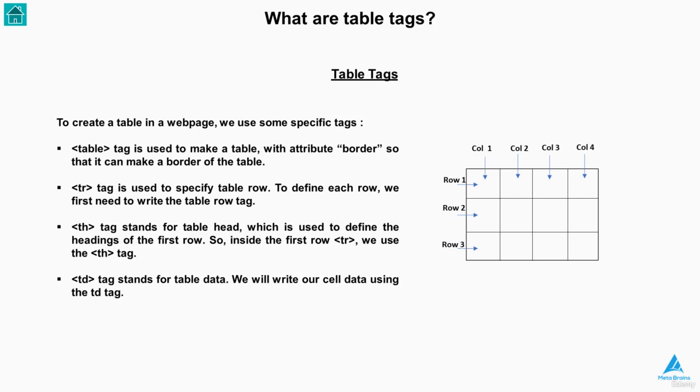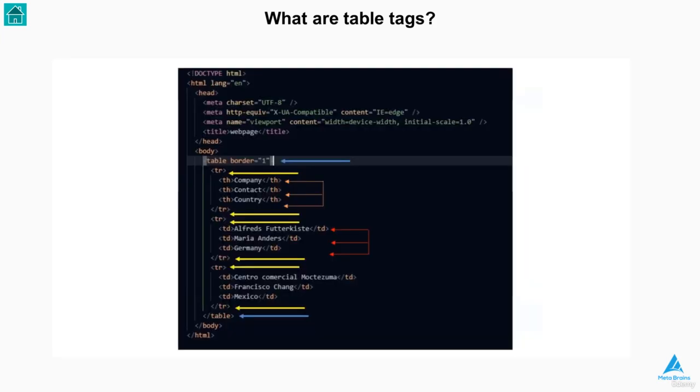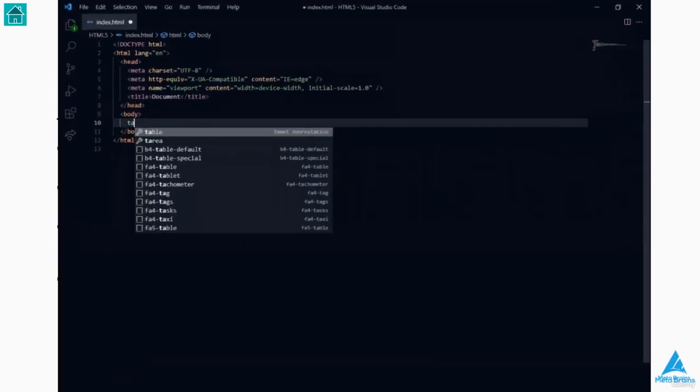Now in this picture you can see how I have used these tags depending on the number of rows and columns required. Do not worry if it looks too complicated to you. I'll explain everything as we move forward. Alright, let's now go to VS Code and see how all of this works.